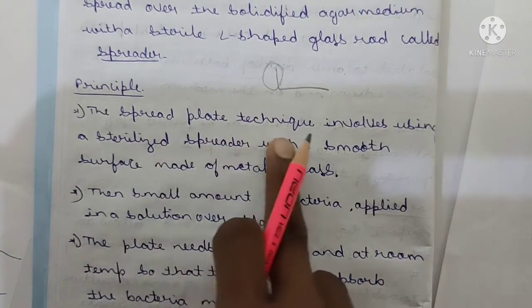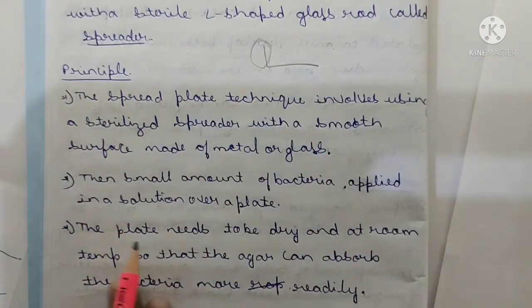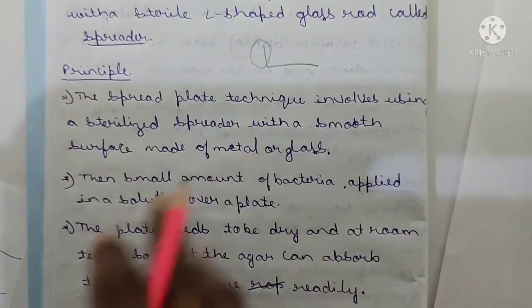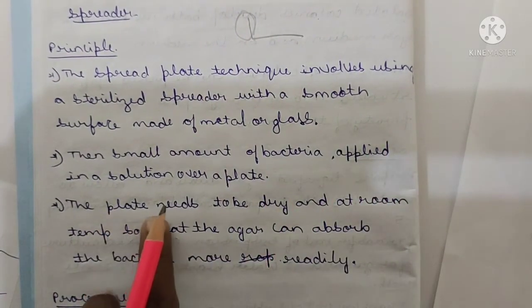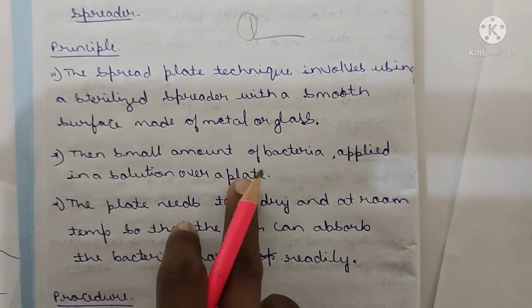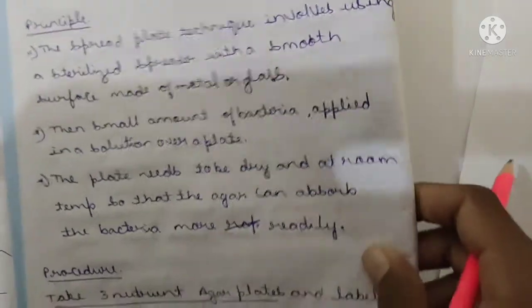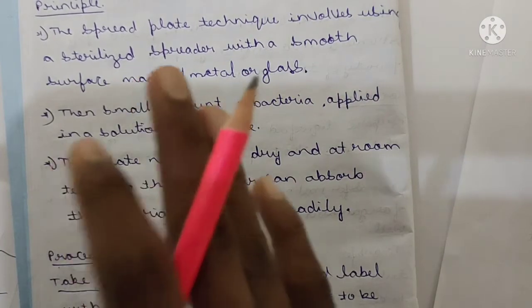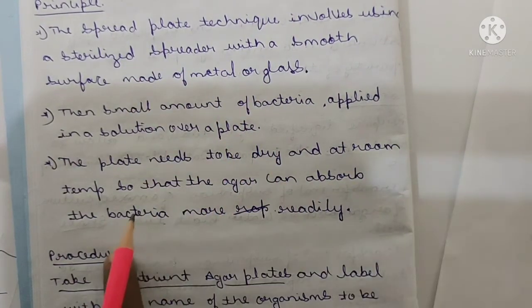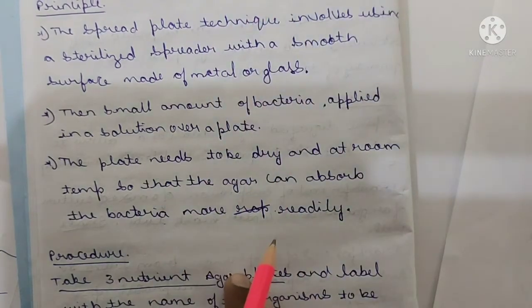Principle: the spread plate technique involves using a sterilized spreader with a smooth surface made of metal or glass. The spreader should be made from glass or metal. Then a small amount of bacteria in a solution is applied over a plate, to study the colony and the pure culture. Then the plate needs to be dry. That plate should be dried at room temperature so that the agar can absorb the bacteria more readily. That's why we have to dry it.